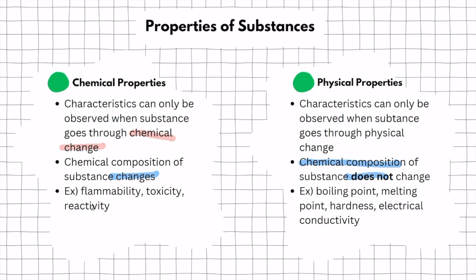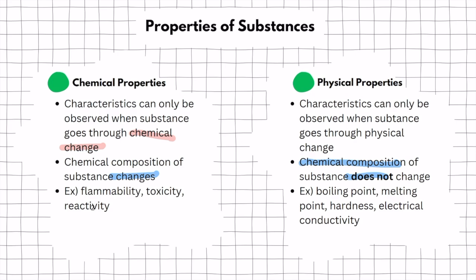Then we have physical properties. These can be observed when a substance goes through a physical change. An important thing to note is that for physical properties, the chemical composition of the substance does not change, but for chemical properties, the composition changes. For physical properties, you have probably seen these: boiling point, melting point, hardness, electrical conductivity, things that you can sort of see.